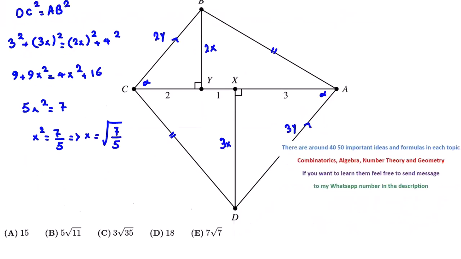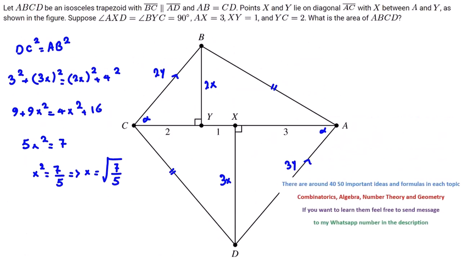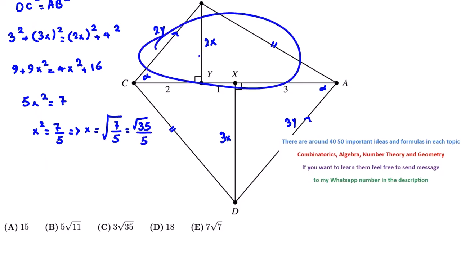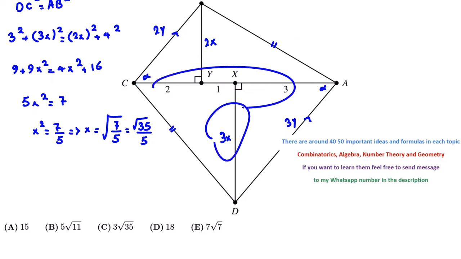Now, it says the area is what? Okay. The area is what? Here is 3x, here is 2x. So here we can write it, if we rationalize, root 35 over 5. Area of this part is 2x times this part over 2. Area of that part is 3x times this one over 2.